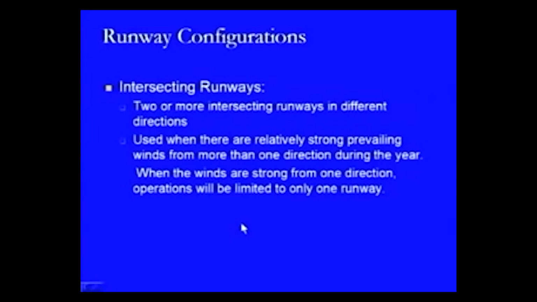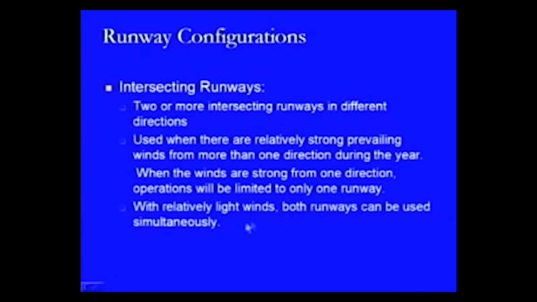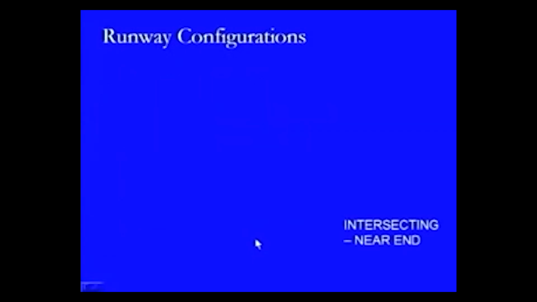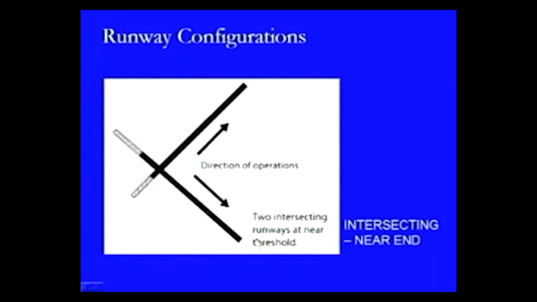Now, when the winds are strong from one direction, operations will be limited to only one runway. So, that is a restrictive condition, but still, because of the intersecting runway being provided, we are in a position to operate from the other runway, so that the airport capacity is not reduced to 0, and some of the operations can still be done. With relatively light winds, both runways can be used simultaneously, thus increasing the airport capacity. So, in this case of intersecting runways, we can have three conditions.